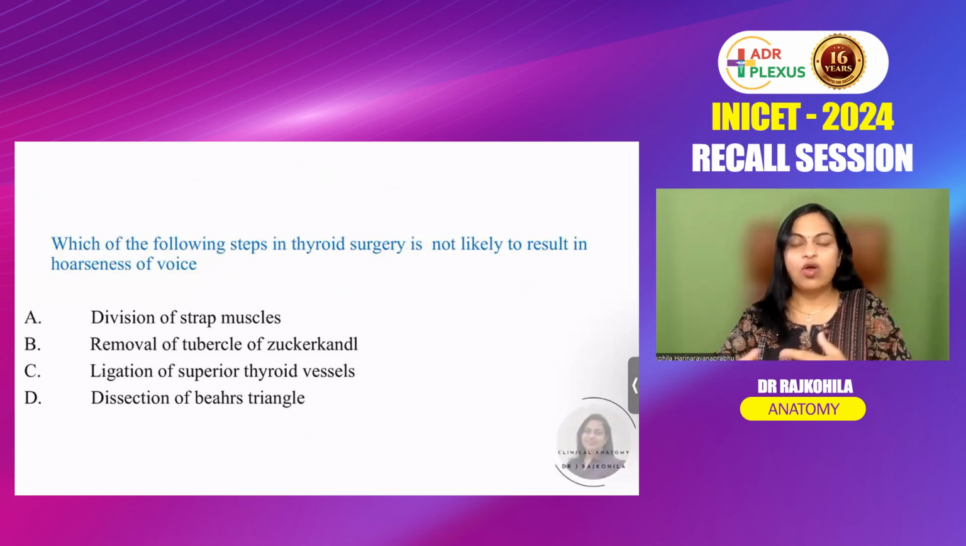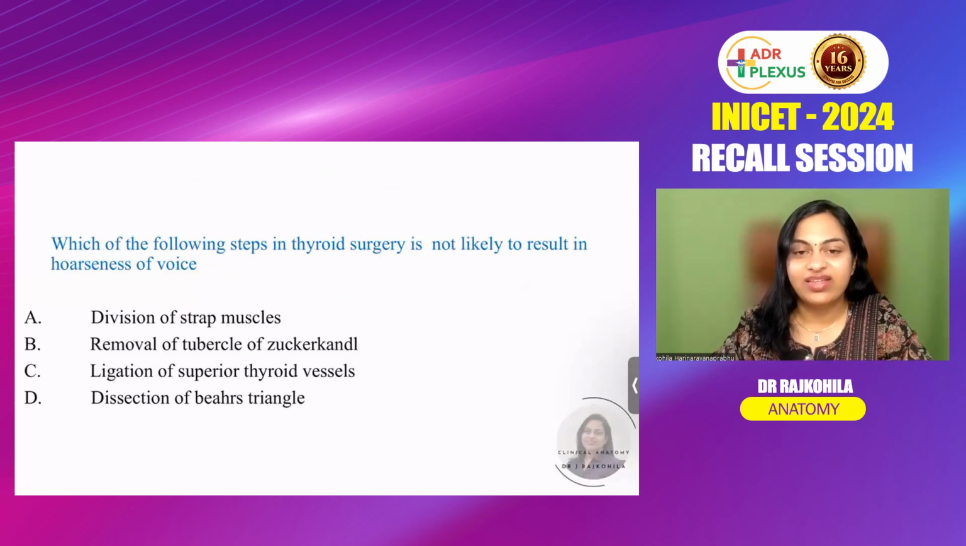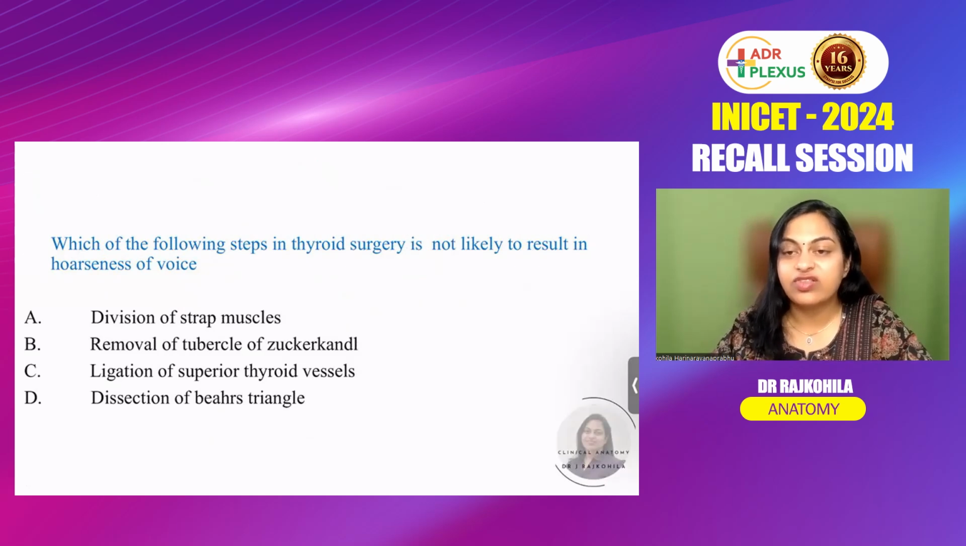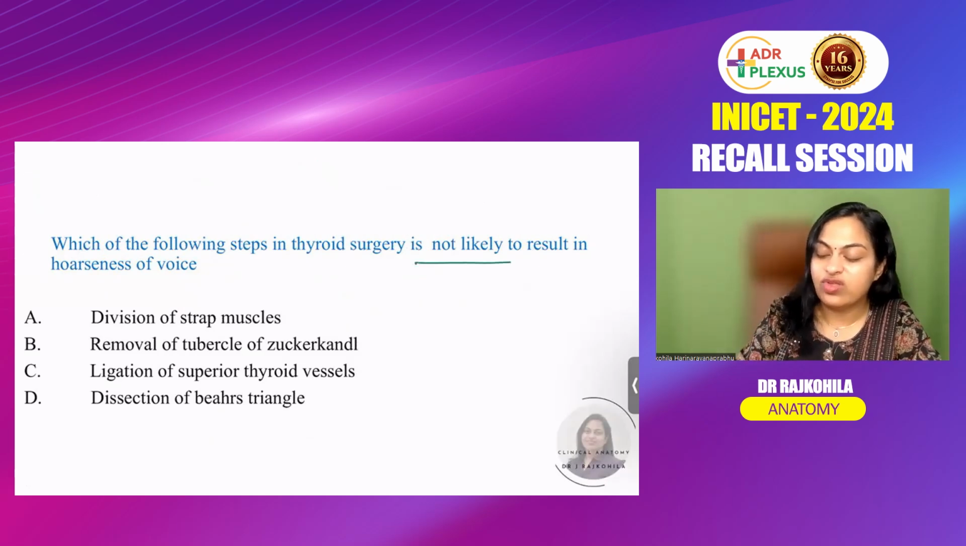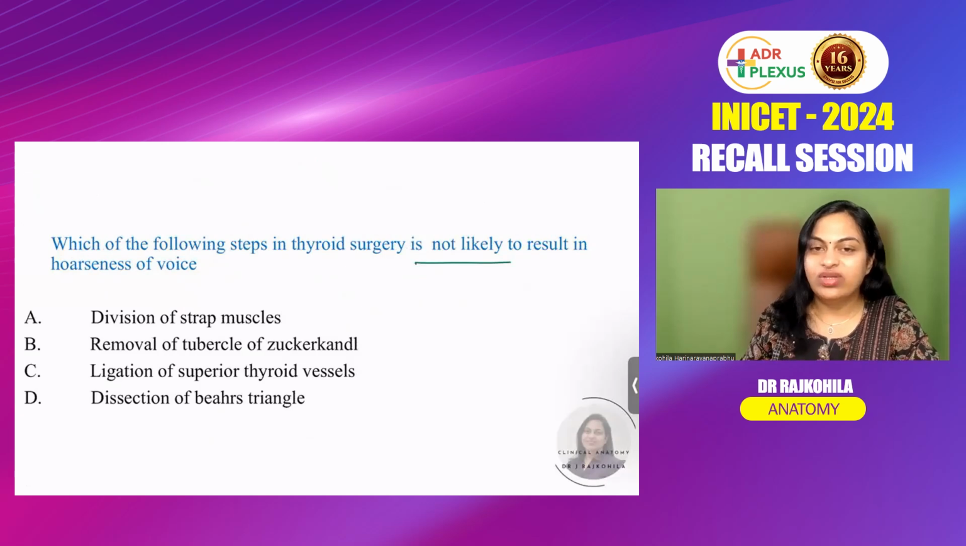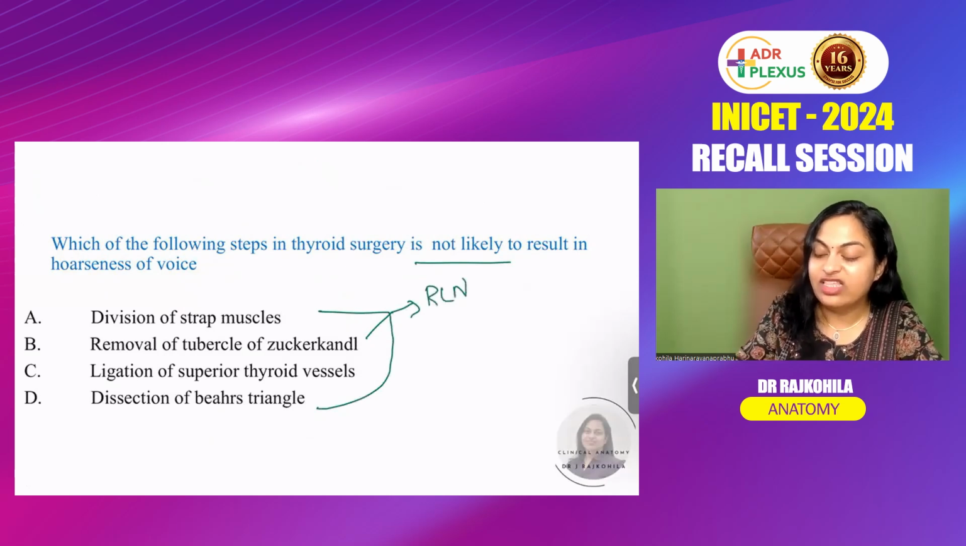And we have discussed a lot about the laryngeal nerves and their injury in thyroid surgery, right? Which of the following steps in thyroid surgery is not likely to result in hoarseness of voice? The division of the strap muscles, the tubercle of Zuckerkandl, and Beer's triangle, all three are related to which nerve? Recurrent laryngeal nerve.